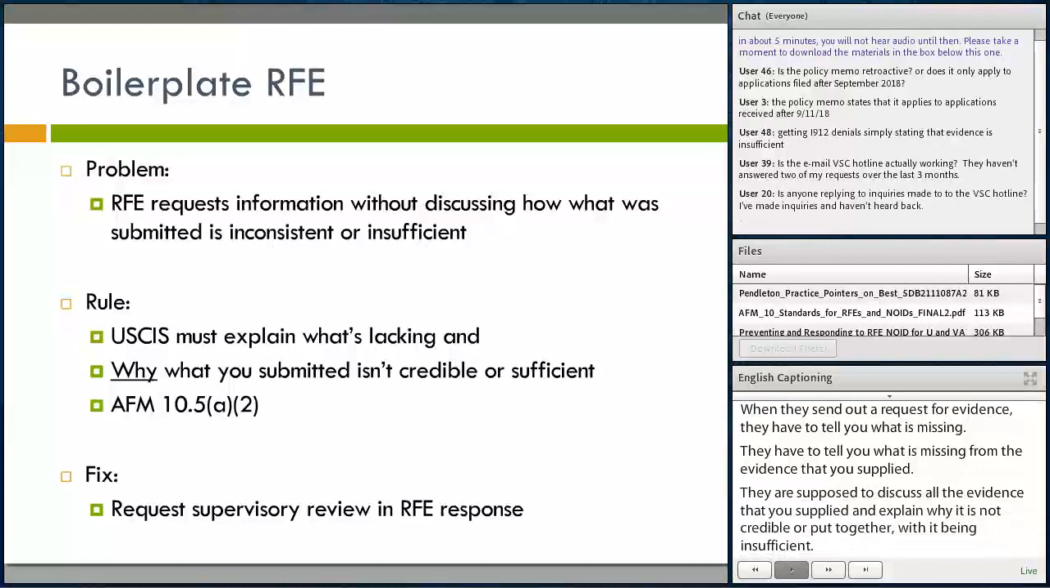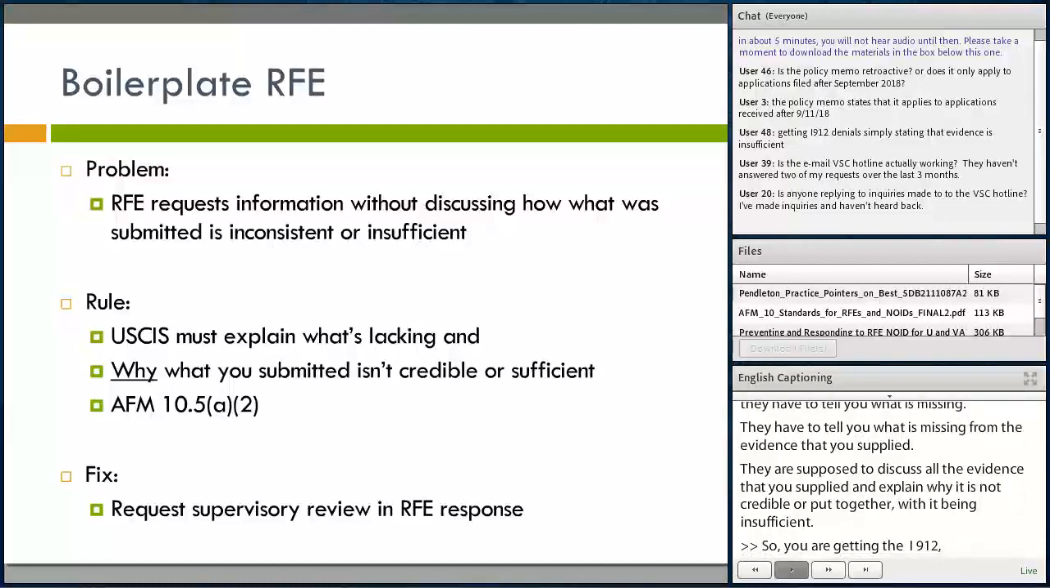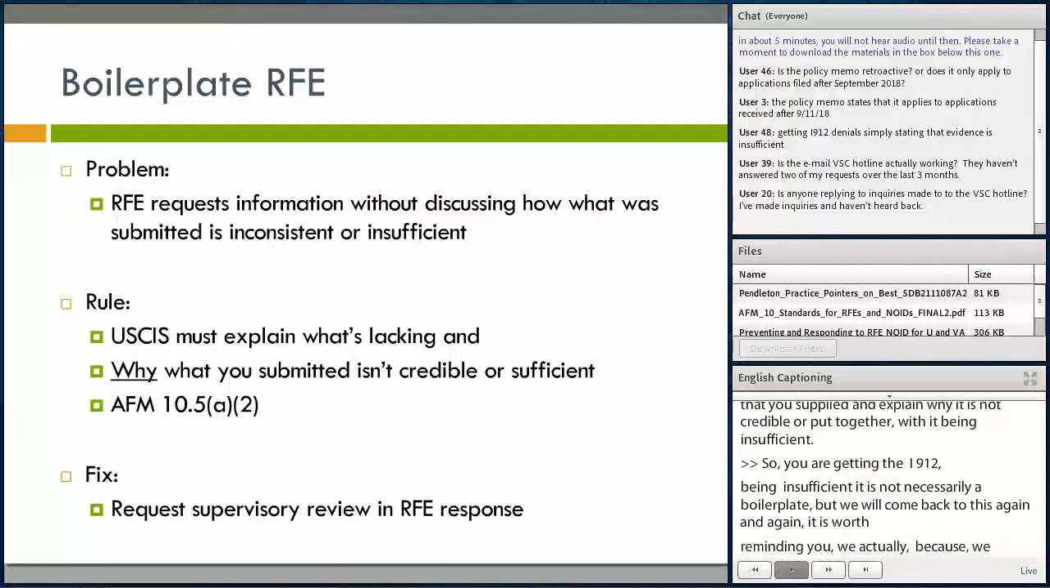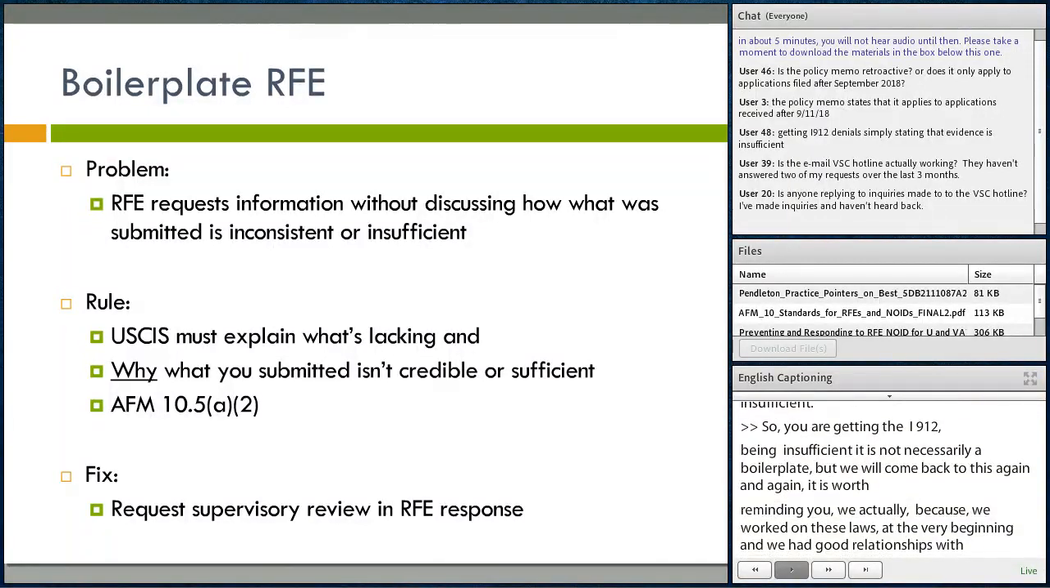So Deepa, you're getting an I-912 denial simply stating that the evidence is insufficient. I would say that's not exactly boilerplate, but that is definitely something that violates these rules. So again, we're going to come back to this again and again, and it's probably worth reminding you that because we worked on these laws at the very beginning and had very good relationships with the folks at INS at the time, we have worked closely with them to resolve problems over the years.